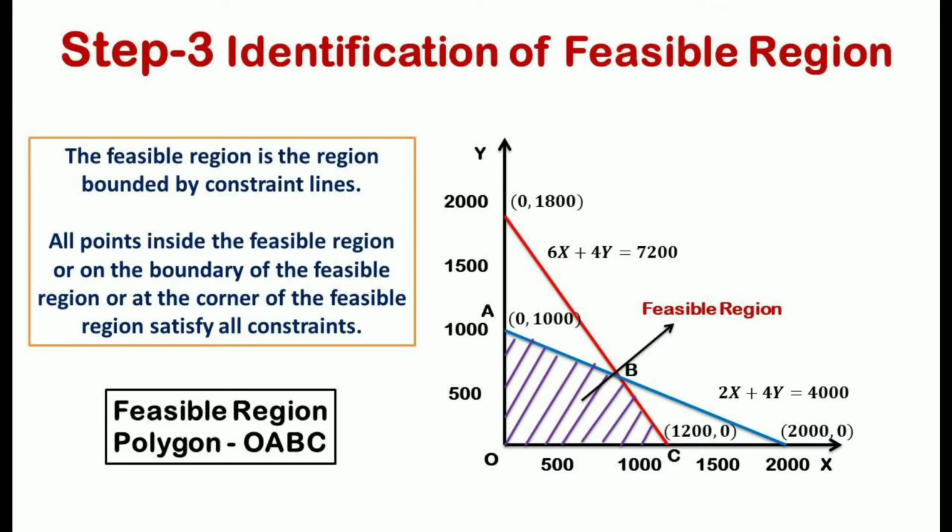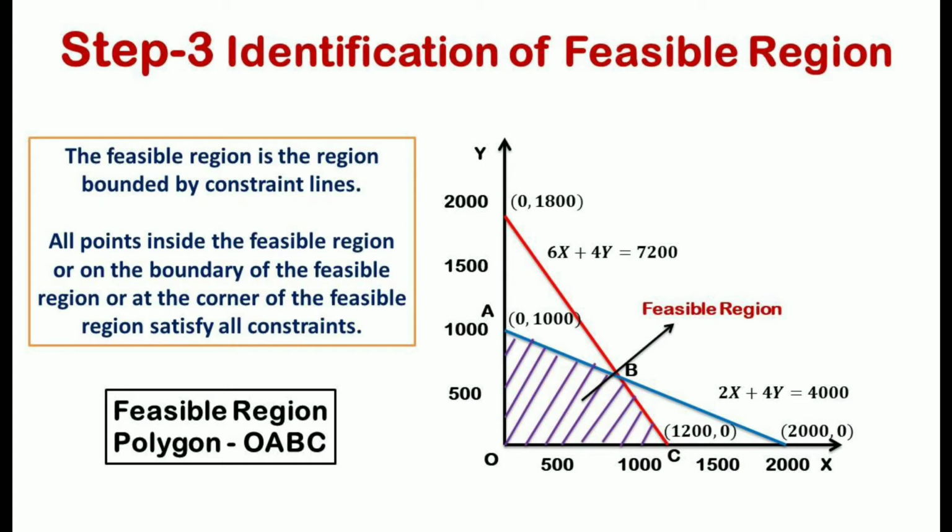After drawing two lines which represent two constraints, the next step is to identify the feasible region. The feasible region is the region which is bounded by the constraint lines. All the points inside the feasible region, on the boundary of the feasible region, or at the corner of the feasible region satisfy all the constraints. See here, both constraints are less than or equal to type, which mainly happens in the case of maximization of the objective function. Hence the feasible region in this case should be inside both constraint lines.